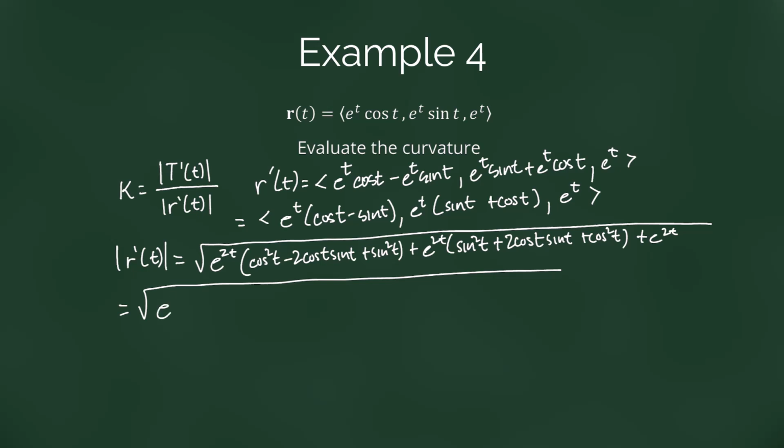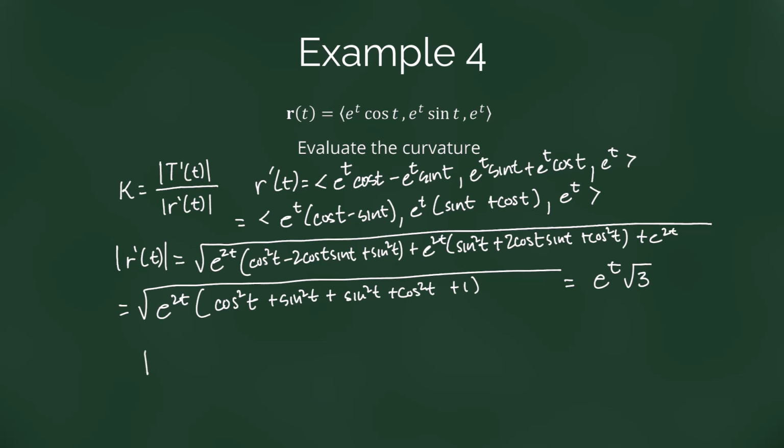All right, still I'm going to factor out an e to the 2t. And then when I combine terms here, I have a cosine squared t, the negative 2 cosine t sine t, and the positive 2 cosine t sine t are going to cancel each other out. So now I have cosine squared plus sine squared plus sine squared plus cosine squared plus 1, which altogether gives me the square root of e to the 2t, which is e to the t. I have e to the t root 3 when I simplify that.